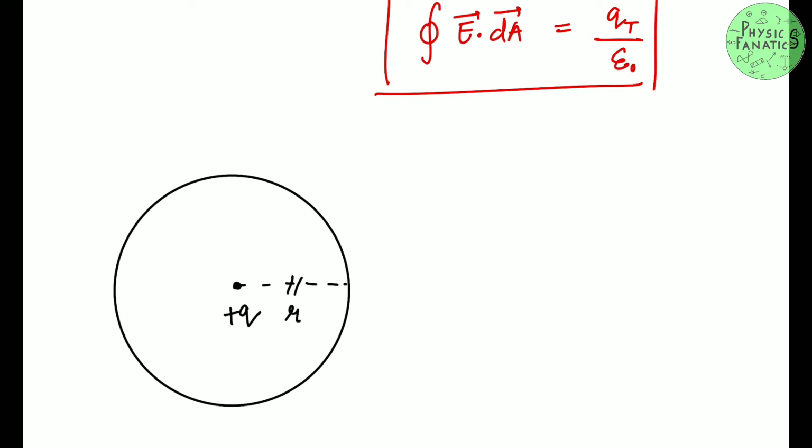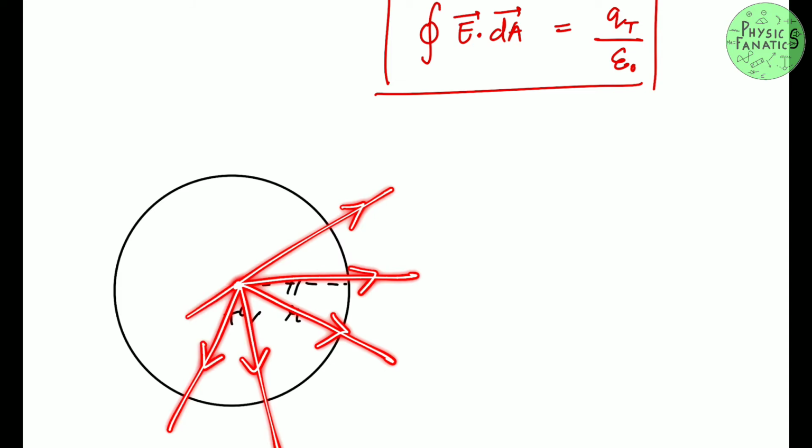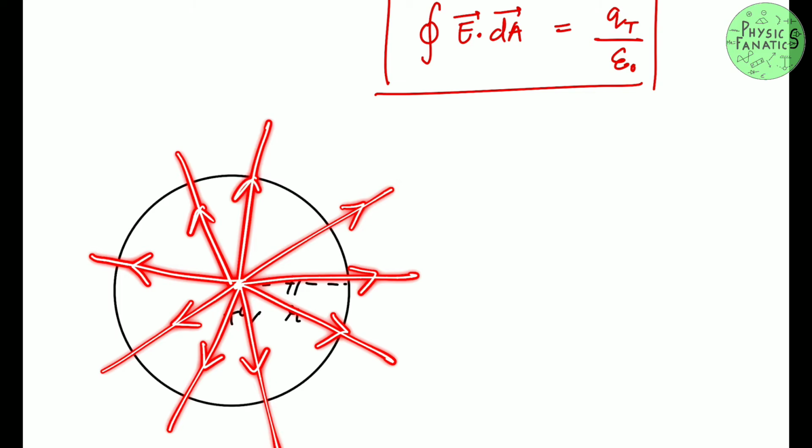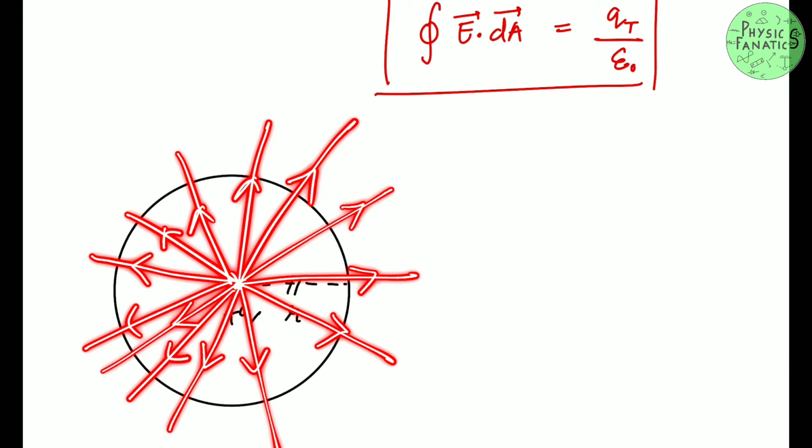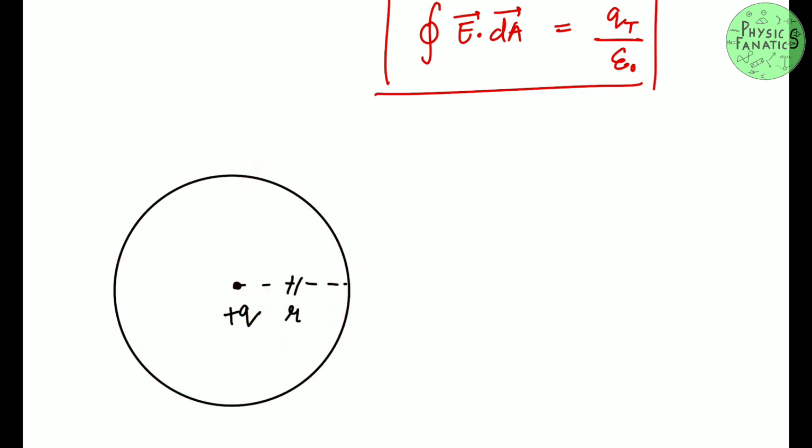And let's say the question is asking me to find out the net flux that is passing through this closed sphere. Obviously you guys can imagine, because of this positive charge, the electric field, or I should say the electric flux, is passing in all possible directions. Yes or no? So I have to find out the net electric flux that is passing through this closed surface, that is your sphere. I hope you guys can visualize that.